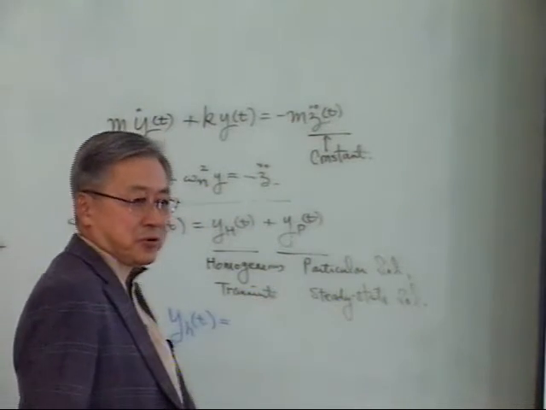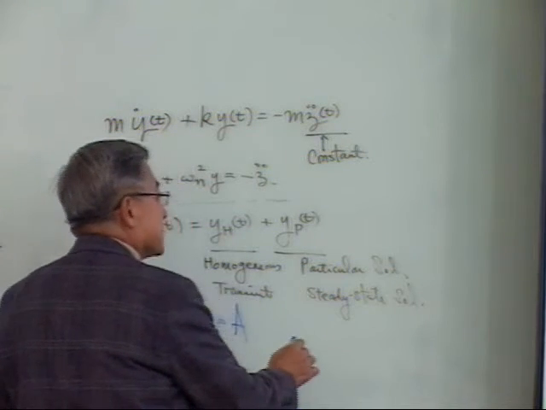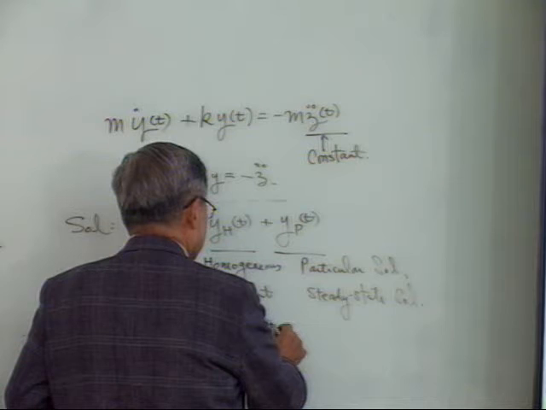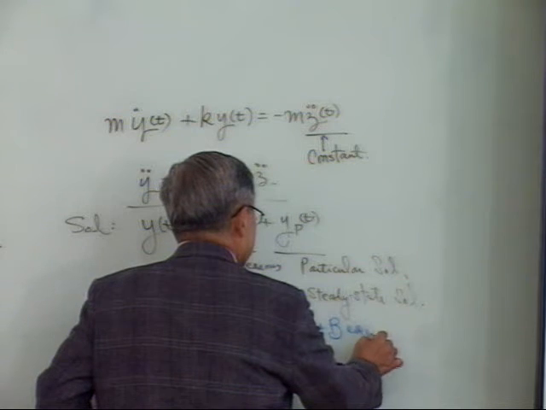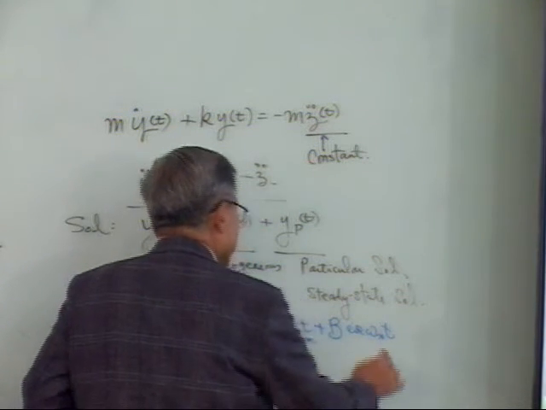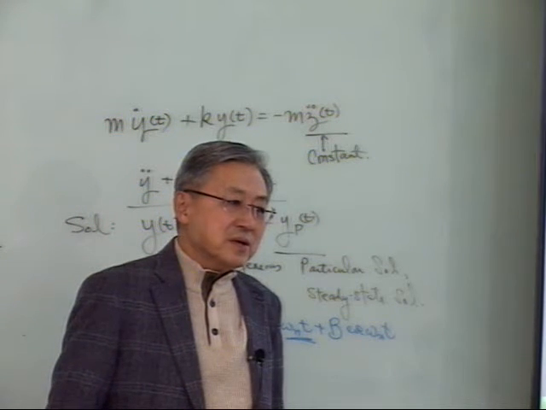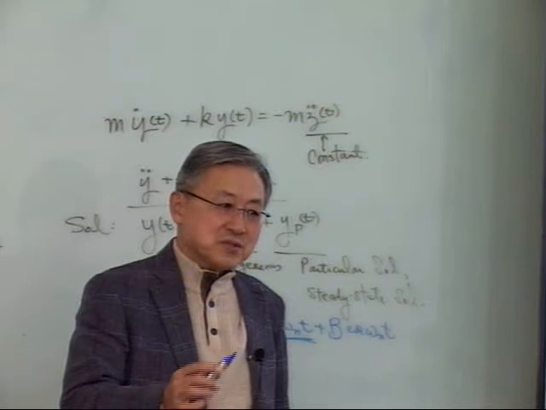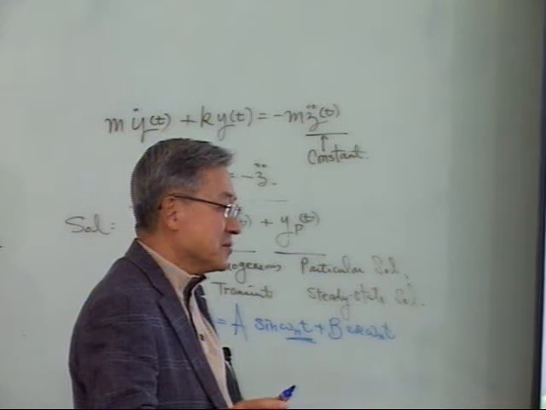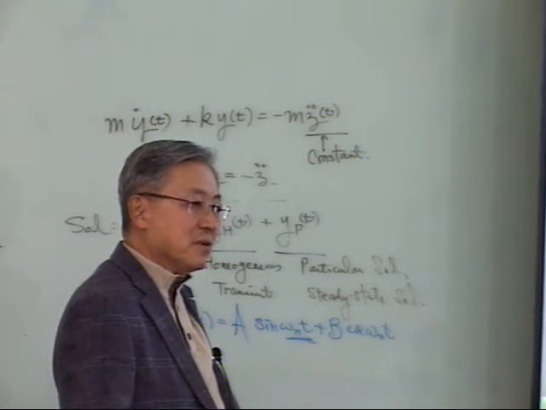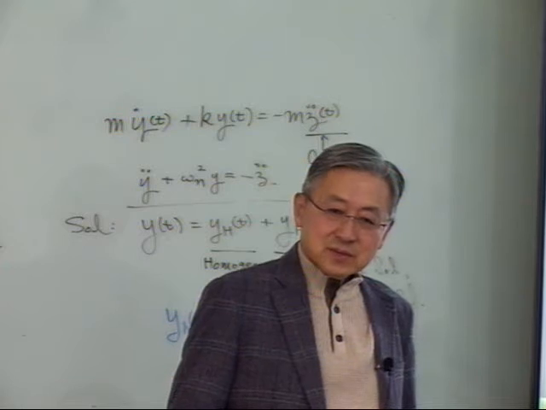So here, A and B are determined by initial conditions. So I have A sine omega_n t plus B cosine omega_n t. What's the unit of omega_n t? Radian, right? Because omega_n is radian per second, multiplied by seconds, the second cancels out. Then the result is radian. Sine of radian, okay? So that's what that is.